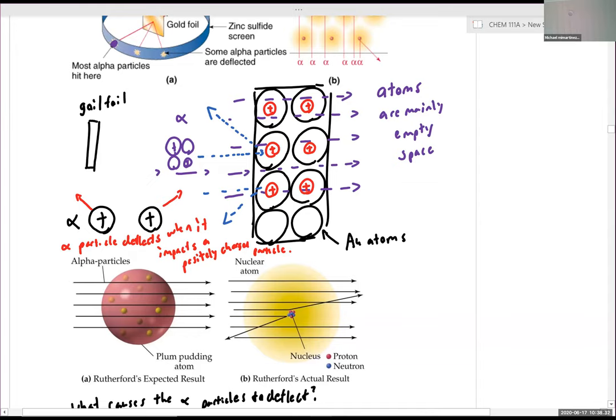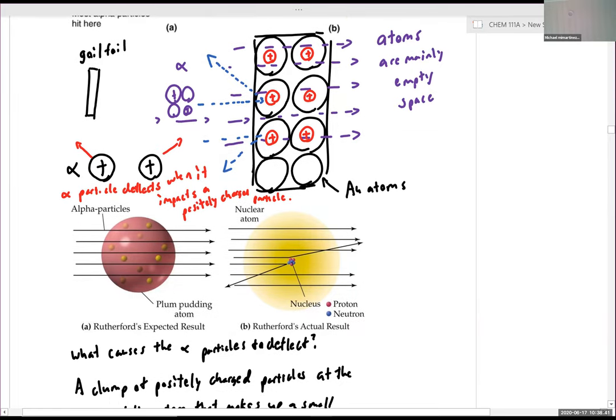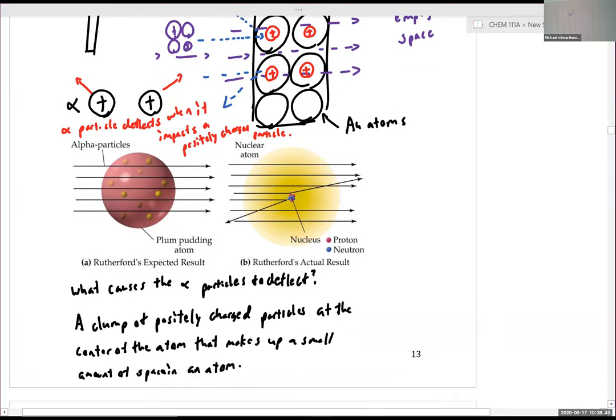Yep, that's exactly right. So this experiment really provided relatively strong evidence in support of this idea that there is a clump of positively charged particles at the center of the atom that occupies a small volume of the atom. And we call this lump of positively charged particles the nucleus.